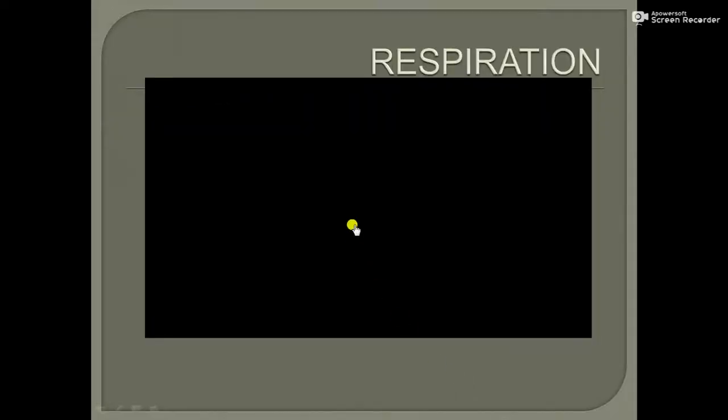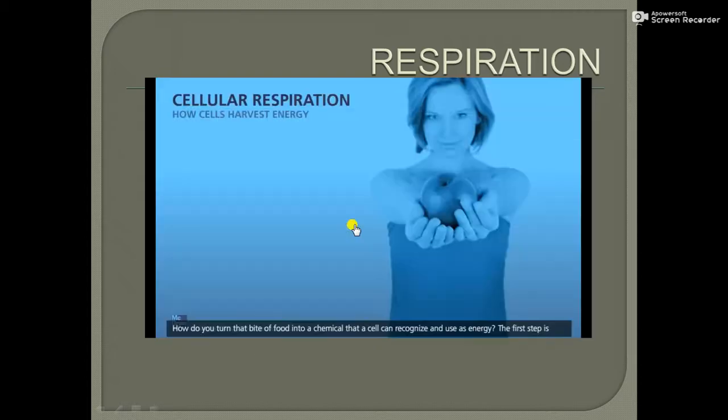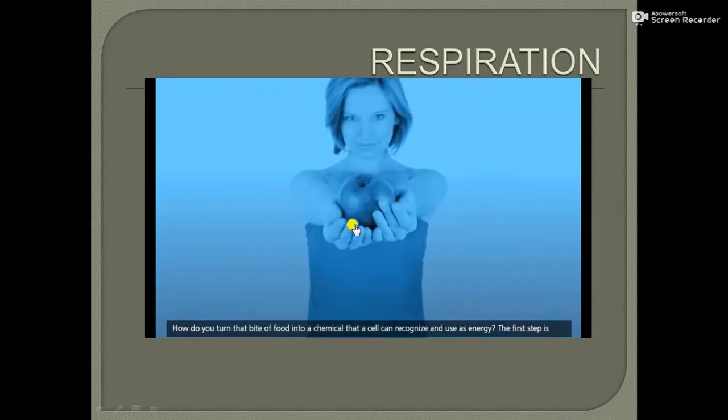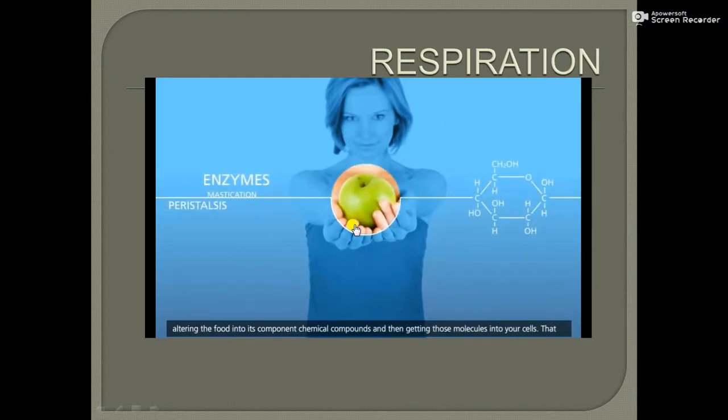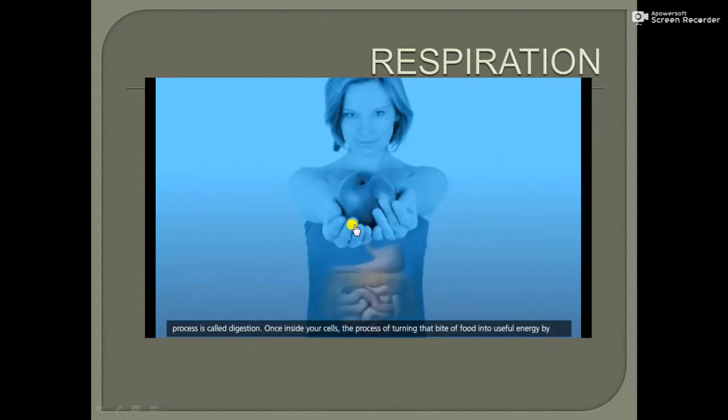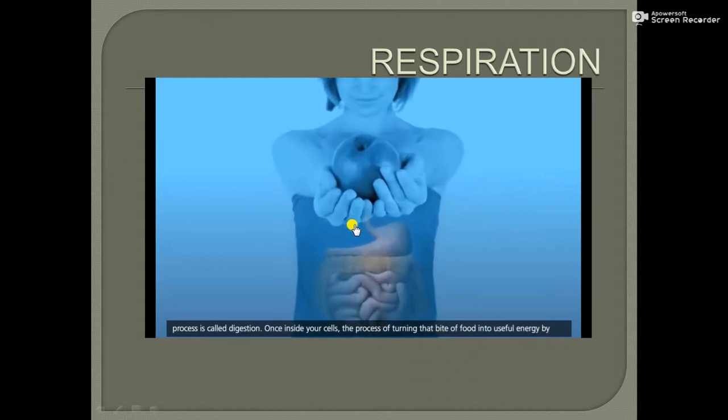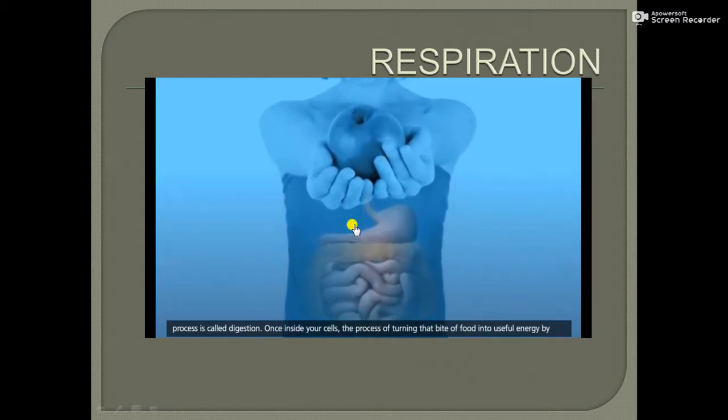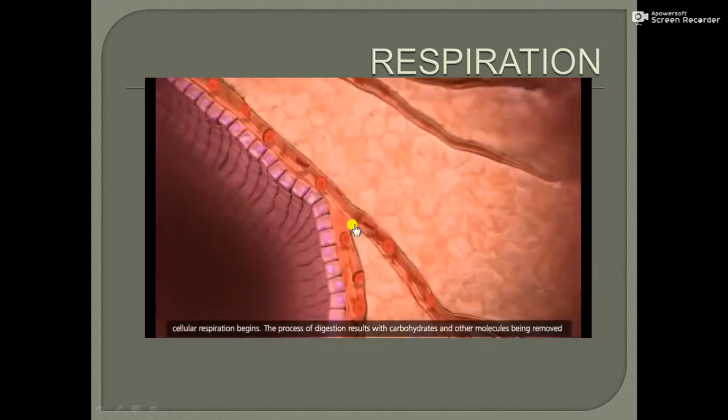Now we can enjoy a video about the respiration process. How do you turn that bite of food into a chemical that a cell can recognize and use as energy? The first step is altering the food into its component chemical compounds and then getting those molecules into your cells. That process is called digestion. Once inside your cells, the process of turning that bite of food into useful energy by cellular respiration begins.